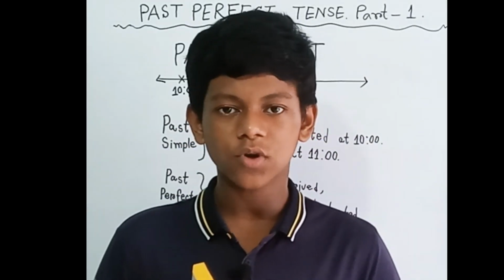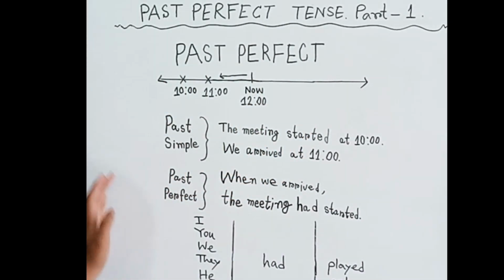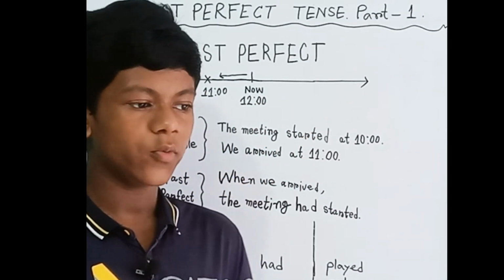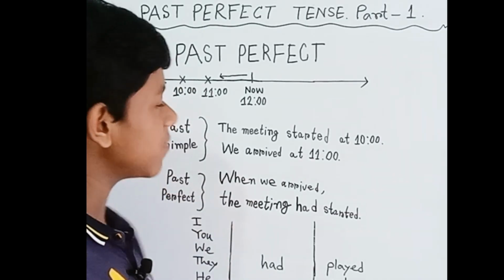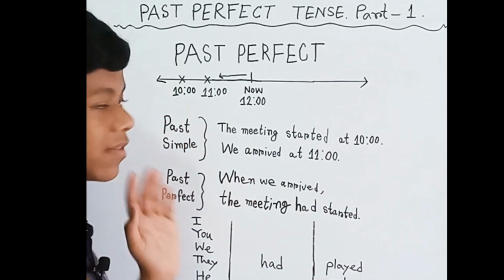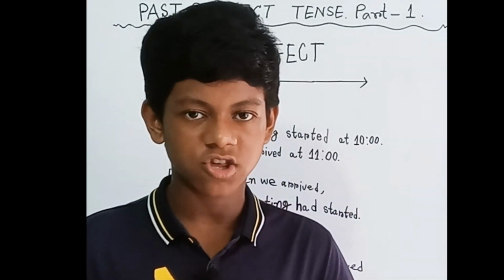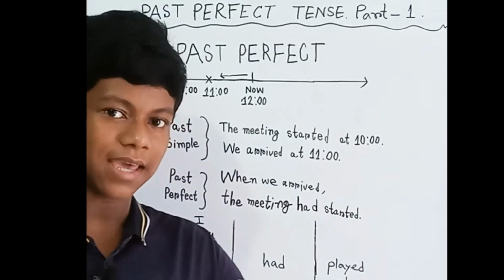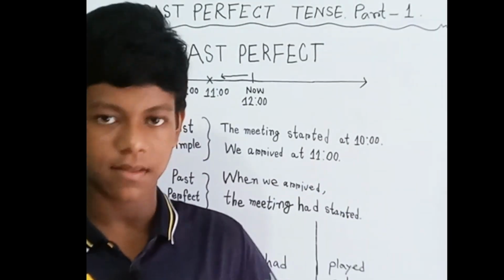Okay, so no more talking. Let's get started. So here, first of all, we have to know what the past perfect tense is. Past perfect tense is a past action. Past perfect indicates a past of the past.